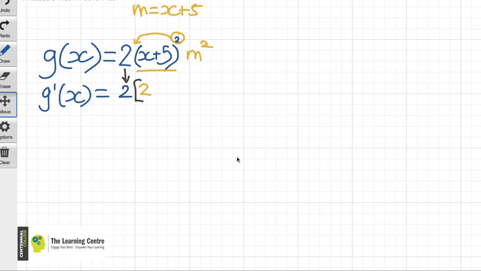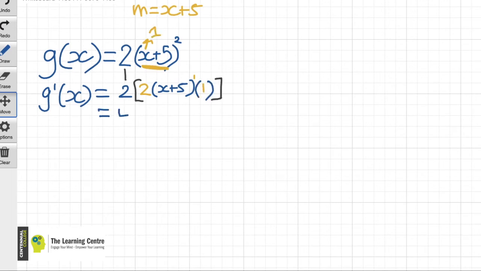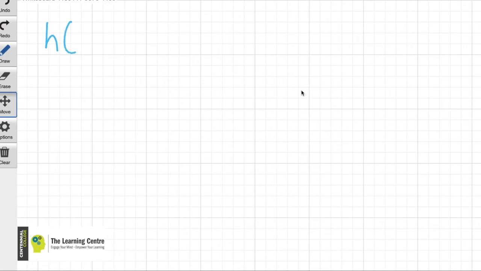But we still have to deal with the x plus 5 in the middle, and because of the chain rule, we have to multiply this amount by the derivative of what's on the inside, which is simply 1, and so we multiply by 1 and simplify to get 4 times x plus 5, and if you wish to expand, you get 4x plus 20. Now let's consider h of x, which is x cubed times x squared minus 1 cubed.